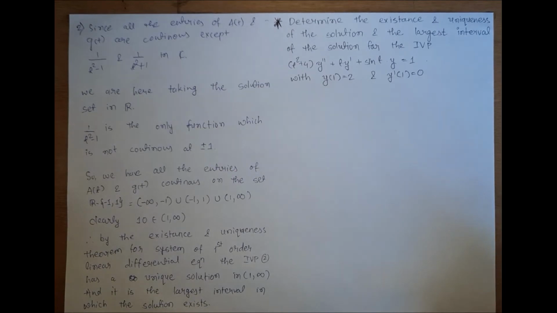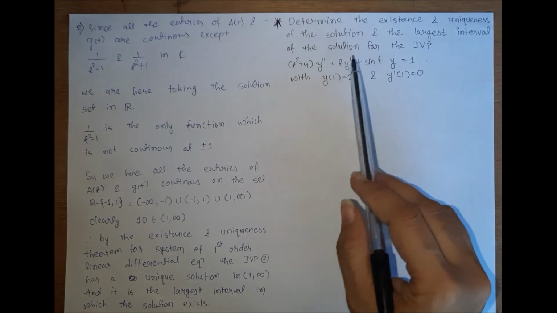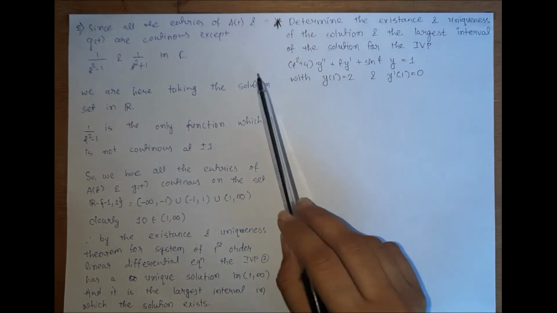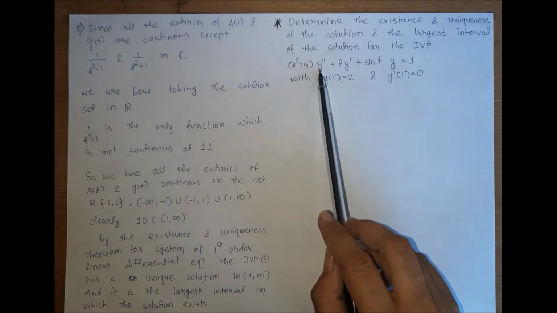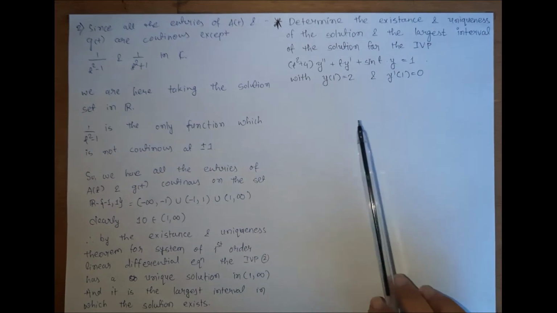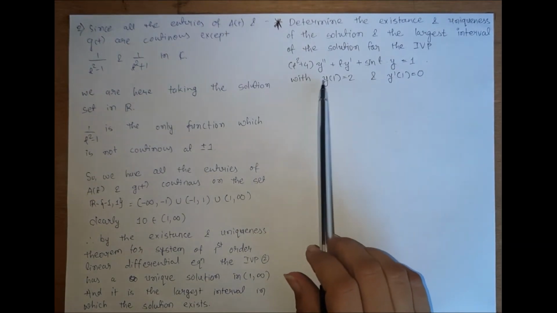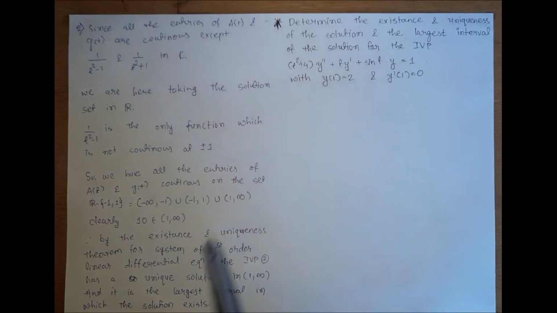In our next example we have to determine the existence and uniqueness of the solution and the largest interval of the solution for the initial value problem t square plus 4 into y double dash plus t y dash plus sin t into y is equal to 1, with the initial value conditions y of 1 is equal to 2 and y dash of 1 is equal to 0.